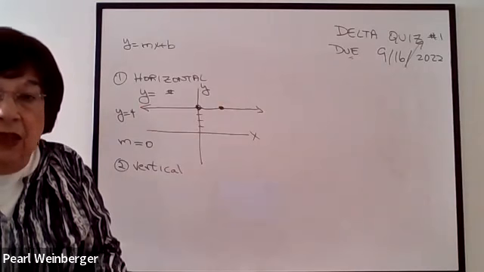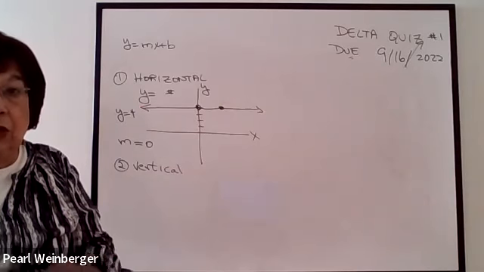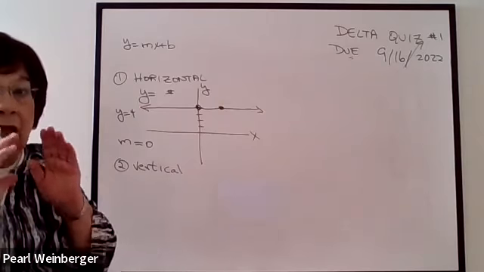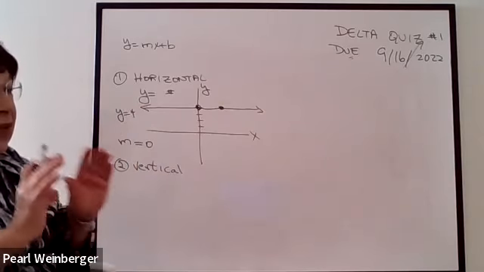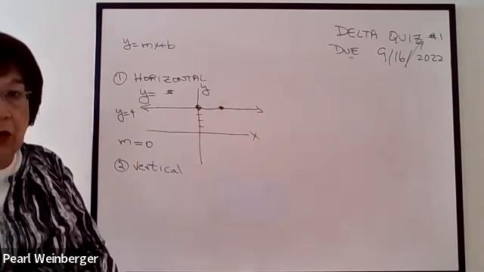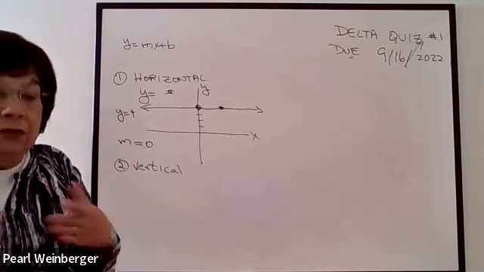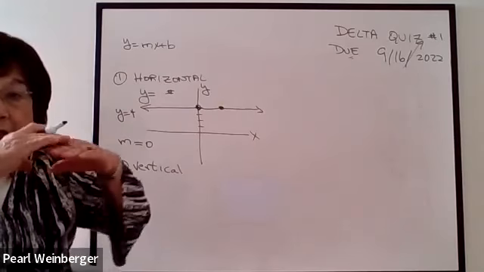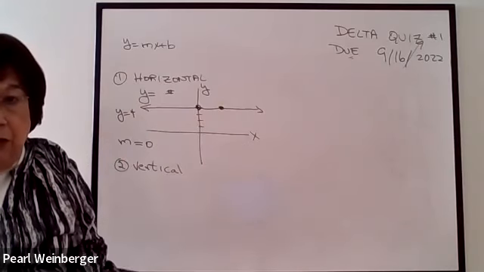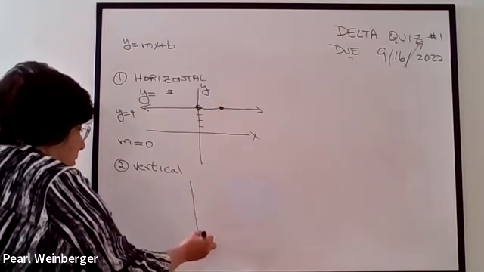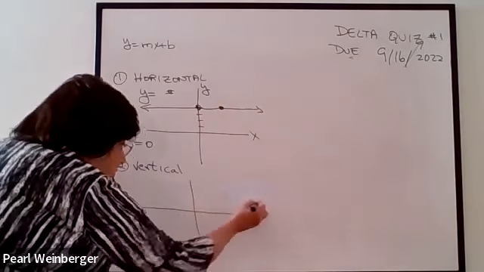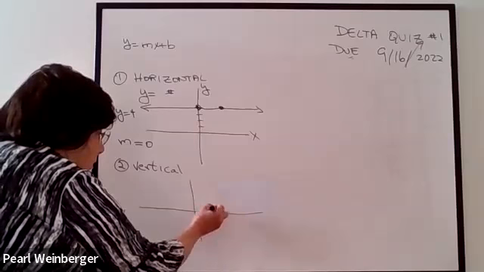And the equation is an equation that only has a y and a number. It does not have any x in the equation. Anytime you see y equals something, you know that that's going to be a horizontal line. What about a vertical line? Let's say I have this line here.